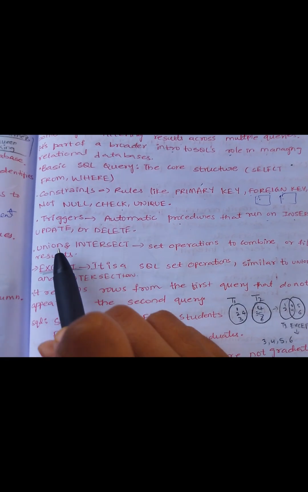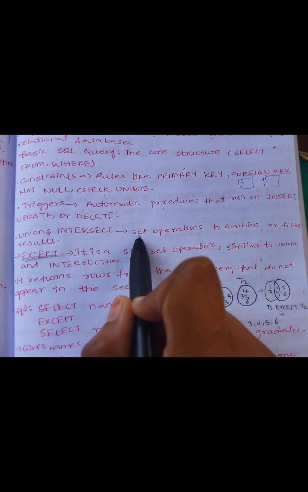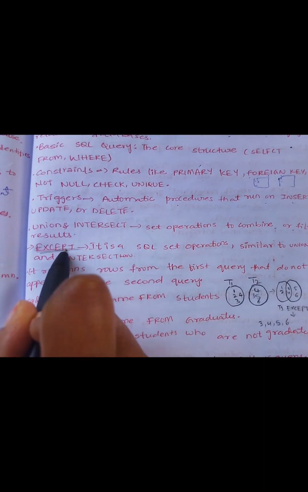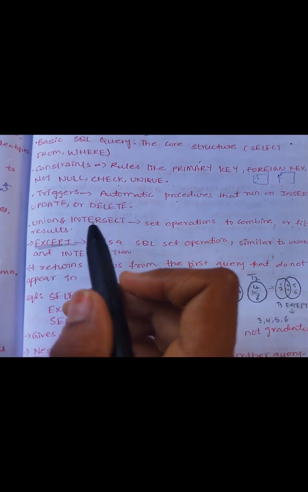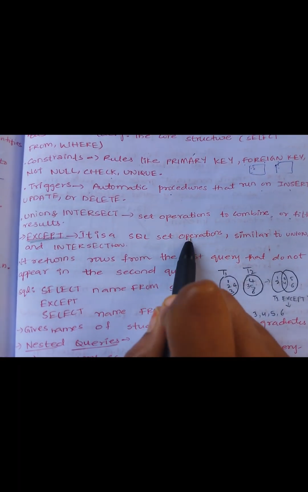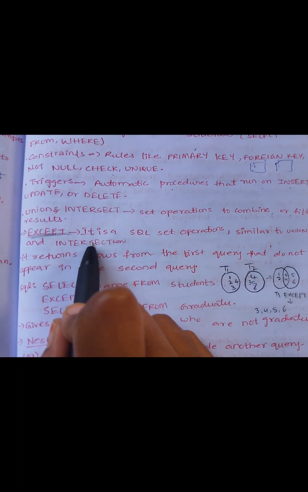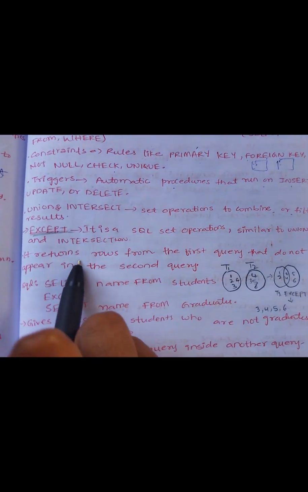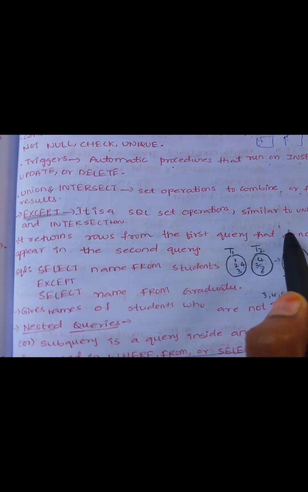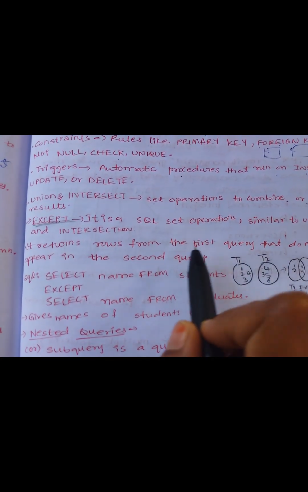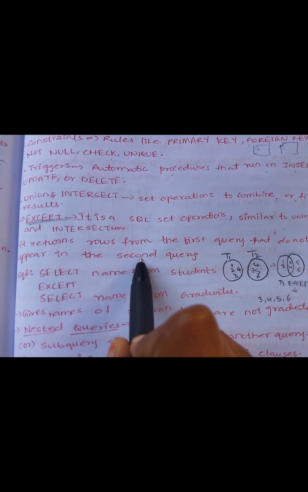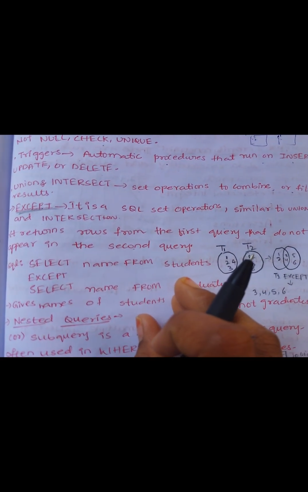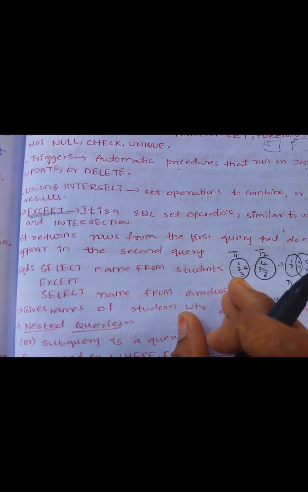Union and intersect are two opposite concepts. They are used for set operations to combine or filter results. Except is another set operation concept, similar to union and intersection. It returns rows from the first query that do not appear in the second query. The first query's rows will be returned, and then the second query's rows will be excluded.